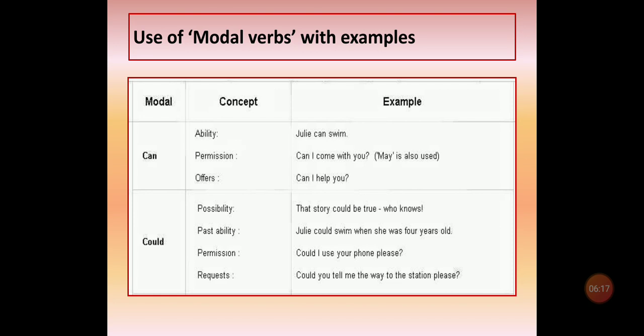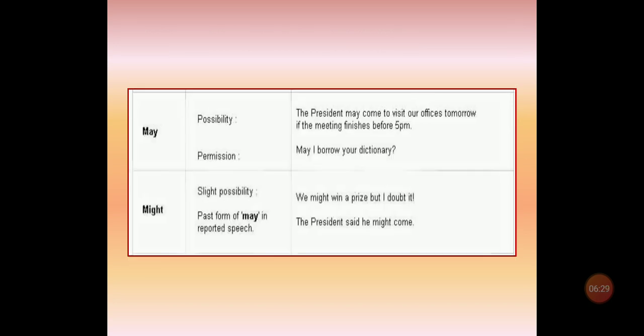As we use can in the present tense while showing any ability, in the same way when we have to talk about any past ability, we use the modal verb could. Now come to may and might. May is used for possibility, for permission, and might is used for slight possibility and as the past form of may in reported speech.